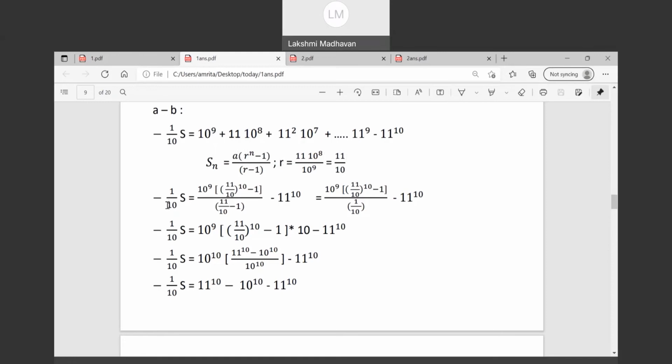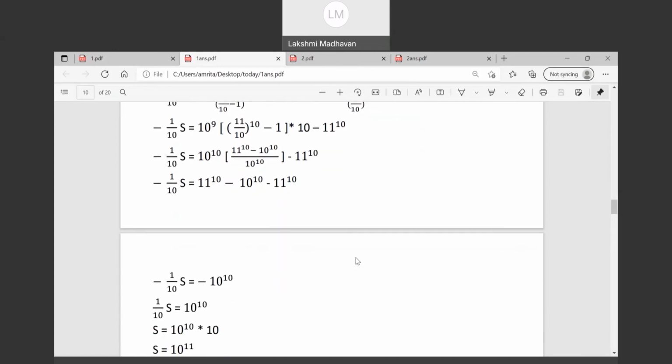So we'll have minus 1 by 10 S is equal to 10 raised to 9, that is A, 11 by 10 whole raised to 10 minus 1 by 11 by 10 minus 1 minus this 11 raised to 10 is here. So this 11 raised to 10. So just simply solve all the factors here. You can just rearrange this equation as minus 1 by 10 S is equal to 10 raised to 9, 11 by 10 raised to 10 minus 1 multiplied by 10 minus 11 raised to 10. So after solving this, you will be able to find the value of S.